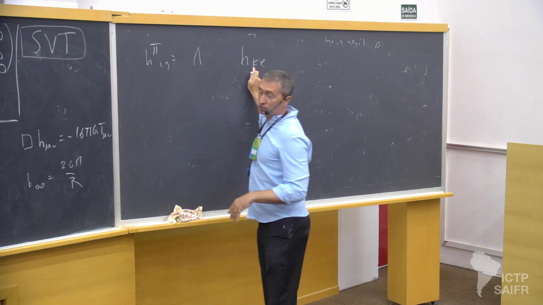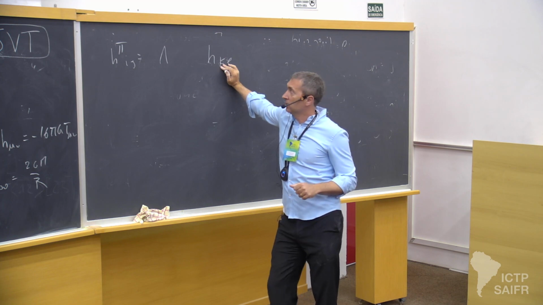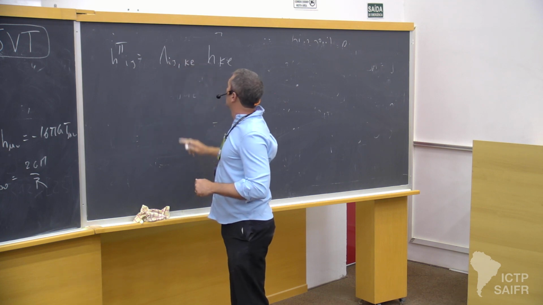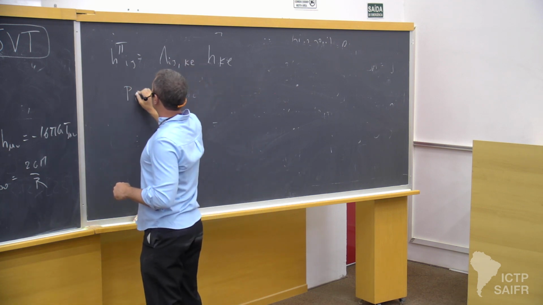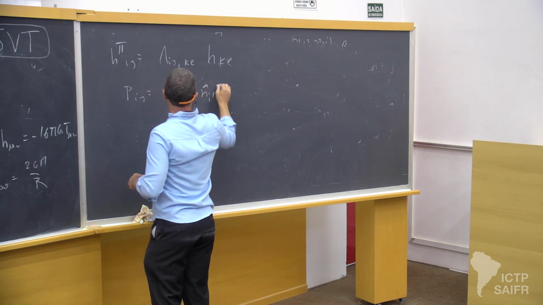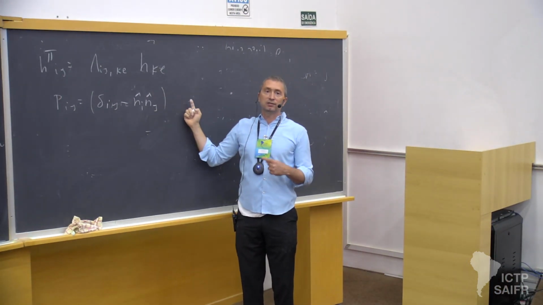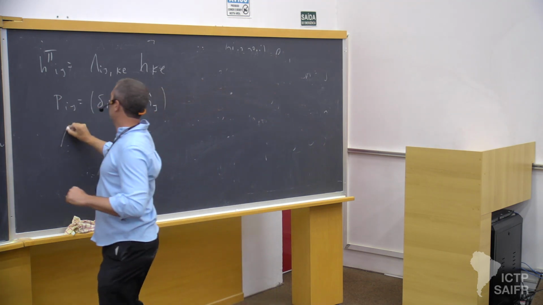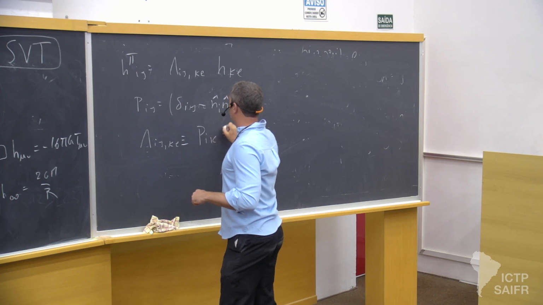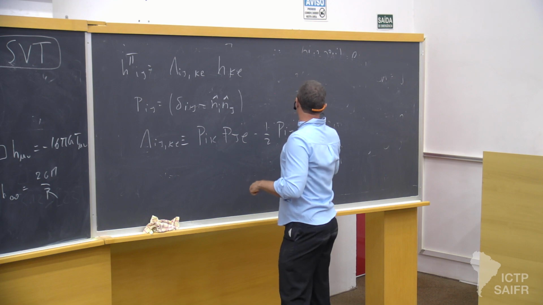And the space-space component, there would be 6 in general, no? Because this is a symmetric 3 by 3 tensor, it would be 6. How do I go to 2? I apply a projector, which is done like this. I take the projector of a vector. This is a projector that takes a longitudinal vector to 0 and takes a transverse vector to itself. And then my Lambda is done like this: P_ik P_jl minus 1/2 P_ij P_kl.